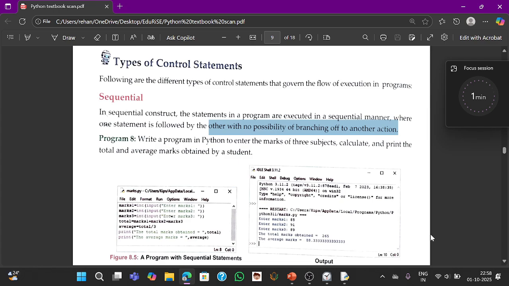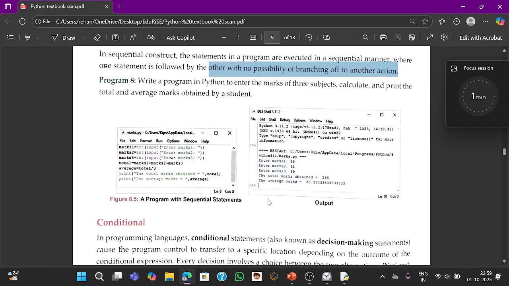We have just 1 minute left. I don't think we can go with the program as of now. Write a program in Python to enter marks of three subjects, calculate and print total and average marks obtained by a student. In the next video, that is the day 4 challenge, I'll be taking up this program to explain sequential programming, because in this we are taking the values from the user and we are going to print the total marks obtained and also the average.